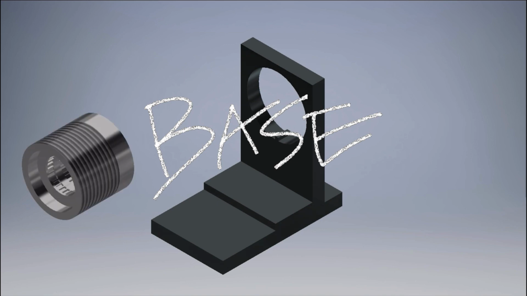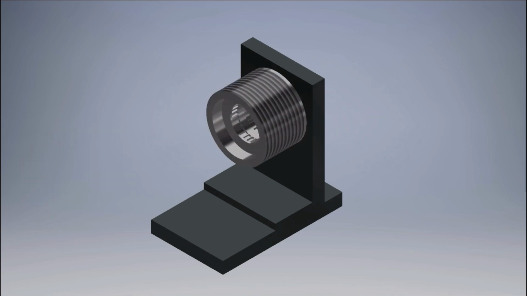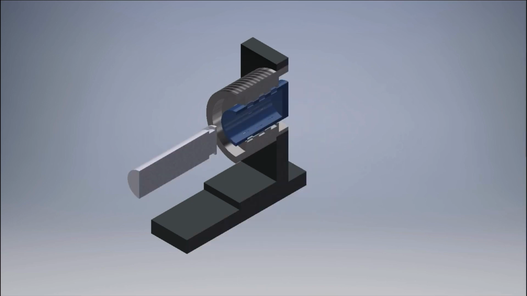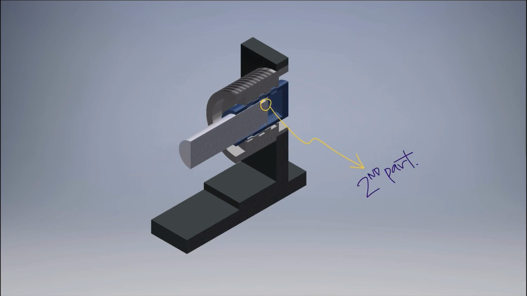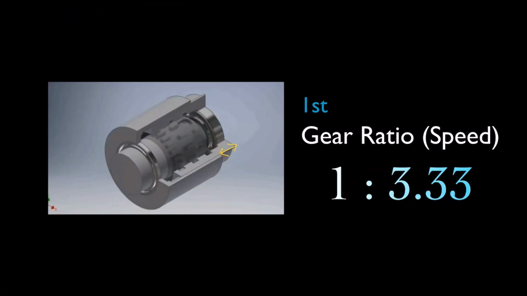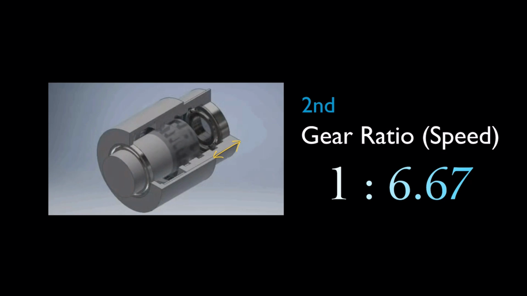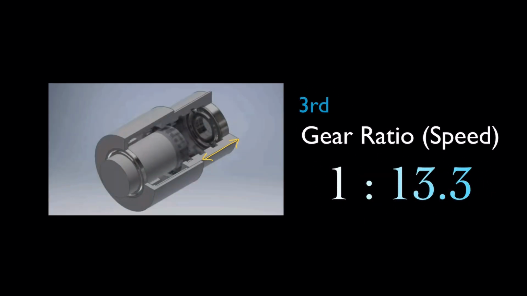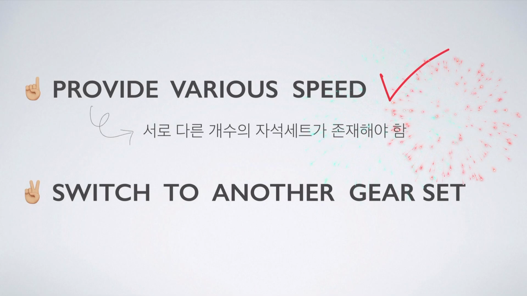Now mount the outer rotor set to this base, and then put the pole piece and stator part in this outer rotor set. Finally, move the inner rotor rod back and forth like this. By doing this, we can use 3 different speeds. The first part, second part, and the last part. Speed of first part is 1 versus 3. Second part is 1 versus 6. And the last part is 1 versus 13. Okay, the first function is success.